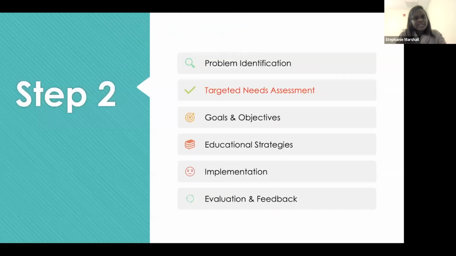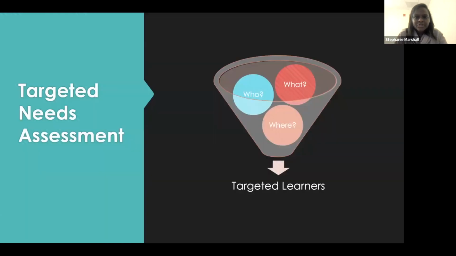The next step is completing a targeted needs assessment. This is the process by which the curriculum developer applies the knowledge gained from the problem identification step to their learners and learning environment. The goal of this is to better understand their learners and learning environment in order to develop a curriculum that best suits their needs and addresses the identified healthcare problem from step one.